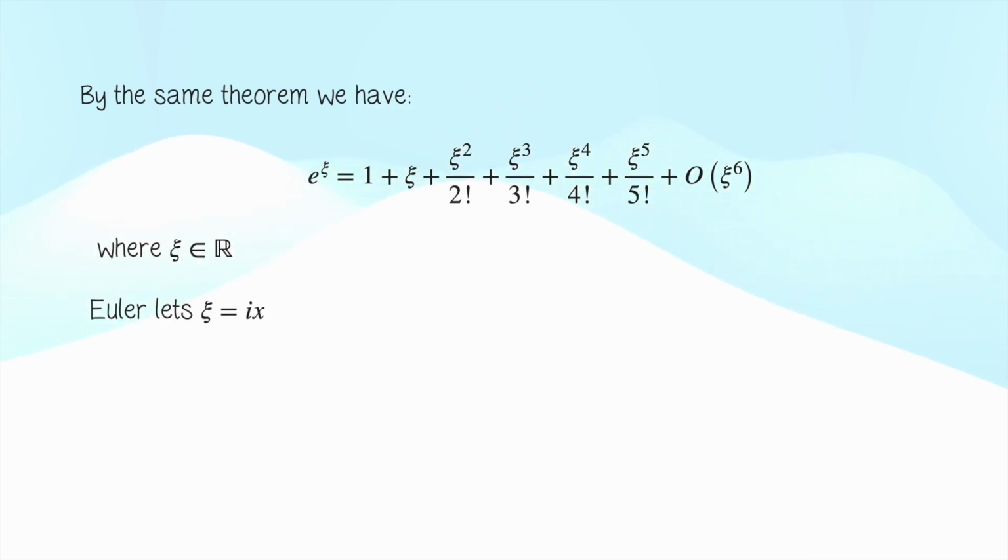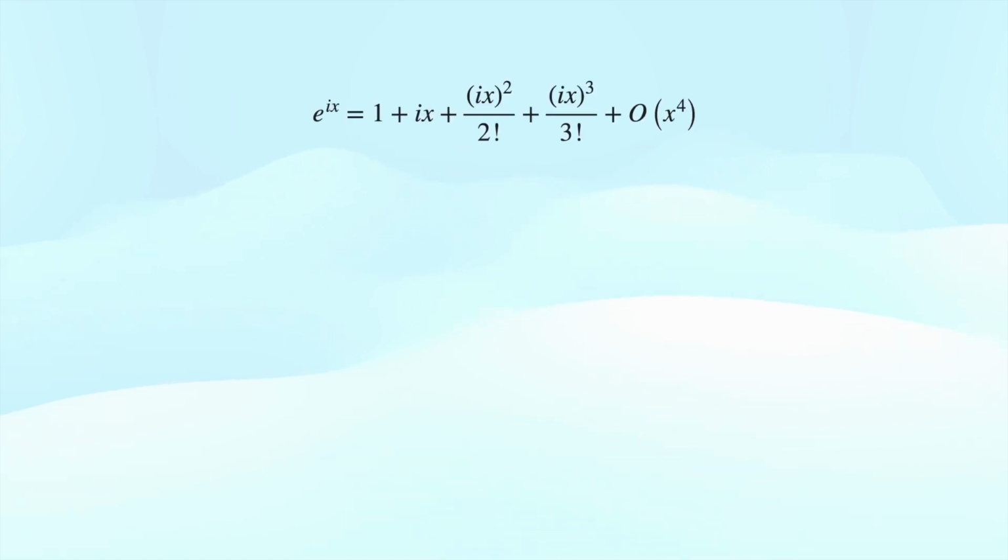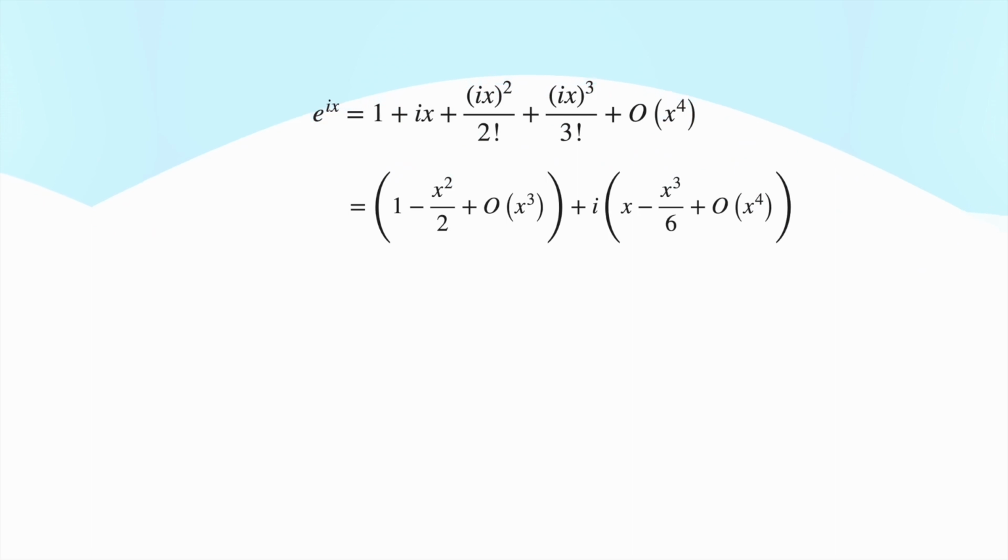And so what Euler does is he will now let chi equal i times x. The important caveat here then is that if chi is real, then x is not real. x has to be an imaginary number. So now if we are going to make that substitution for chi, and now we are going to look at e to the power ix, we expand using the same Taylor-Maclaurin theorem, and we will group and gather terms, those that include i and those that do not, which gives us the following.